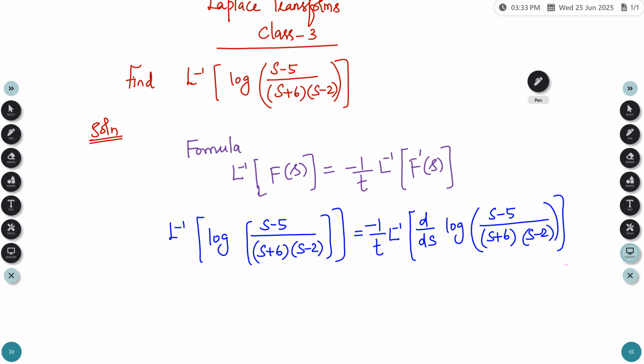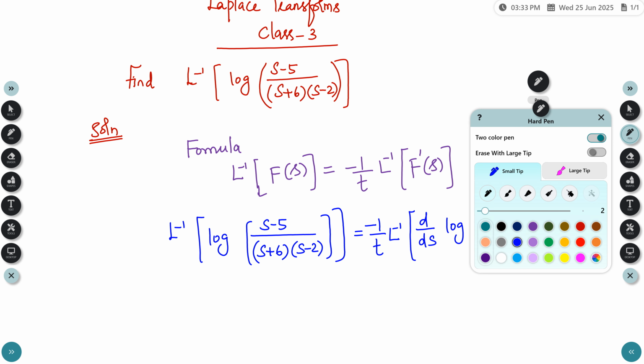Hi everyone. In this class, we are going to discuss the inverse Laplace of a logarithmic function: L inverse of log of (s minus 5) divided by (s plus 6) into (s minus 2). The functions come in both the numerator and the denominator. This problem is solved using only one formula, that is, L inverse of f of s equals minus 1 by t into L inverse of f dash of s.